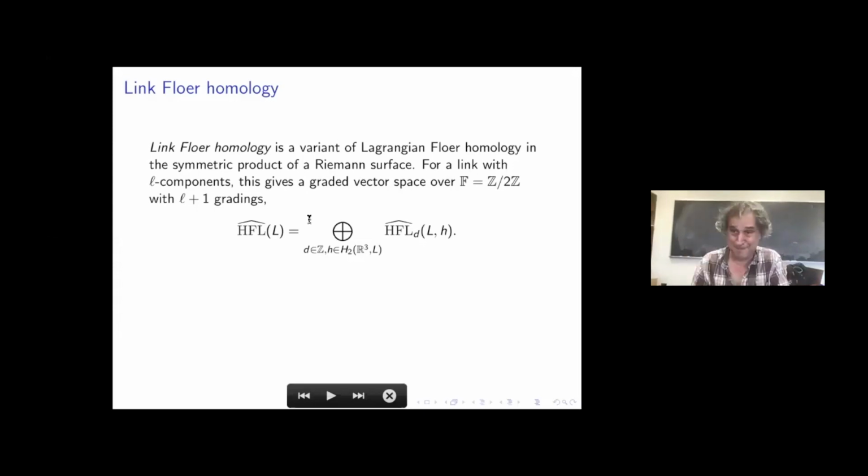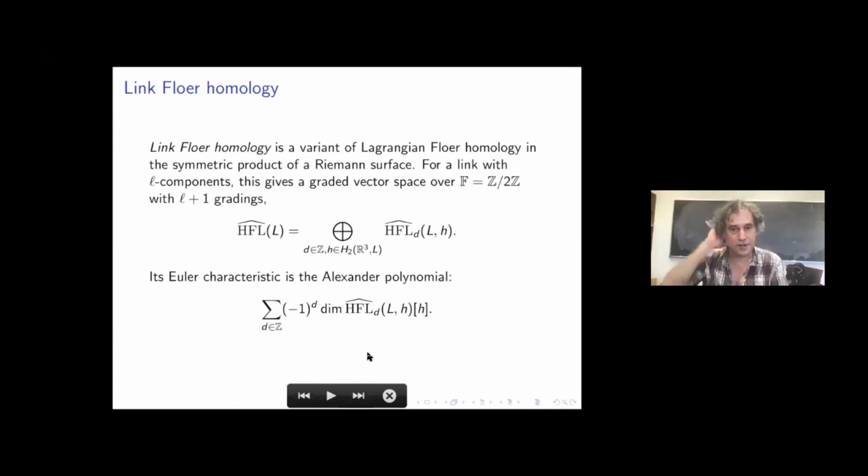There are many versions of link Floer homology. In this talk I'm going to talk about the simplest version, which we called HFL hat. This is a graded vector space with an L plus 1 dimensional grading set. Invariantly we can think of the L dimensions of grading as graded by the relative homology of, though I should have said, the one-dimensional homology of the link complement.